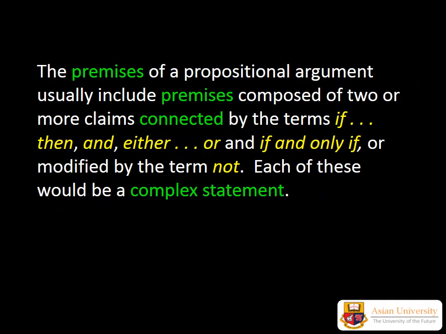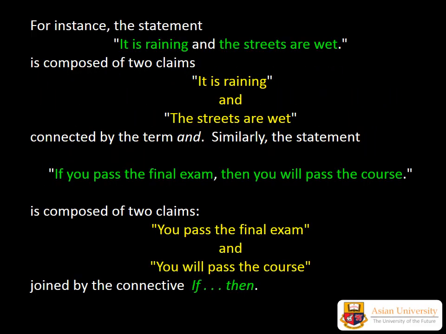The premises of a propositional argument usually include premises composed of two or more claims, connected by the terms if, then, and either, or and if and only if, or modified by the term not. Each of these would be a complex statement. For instance, the statement, "It is raining and the streets are wet," is composed of two claims, "It is raining," and "the streets are wet," connected by the term "and." Similarly, the statement, "If you pass the final exam, then you will pass the course," is composed of two claims, "You pass the final exam," and "You will pass the course," joined by the connective "if then."